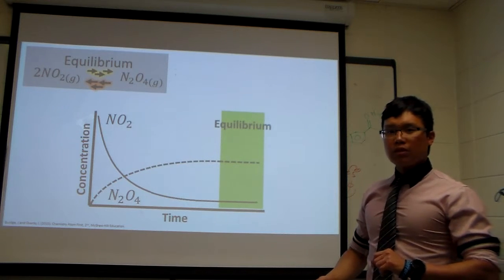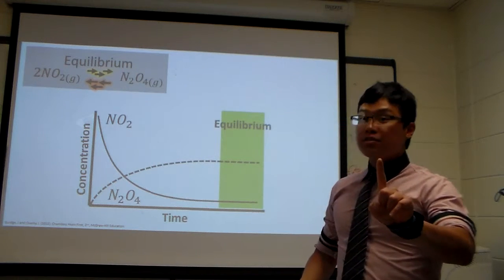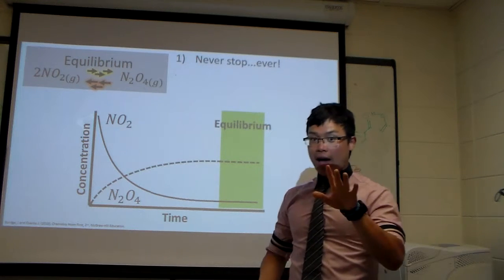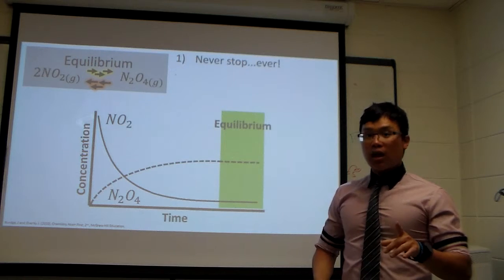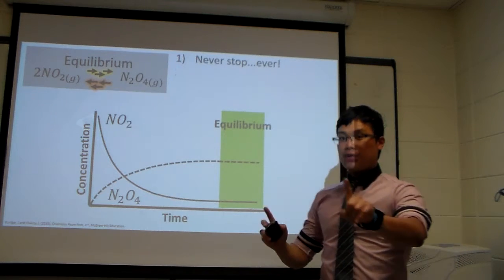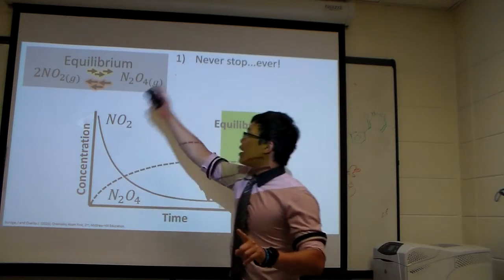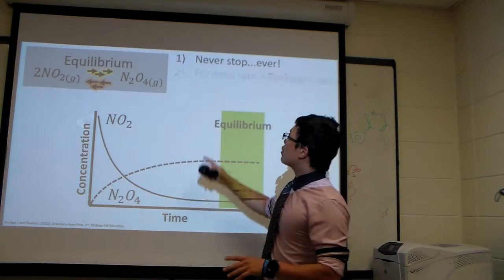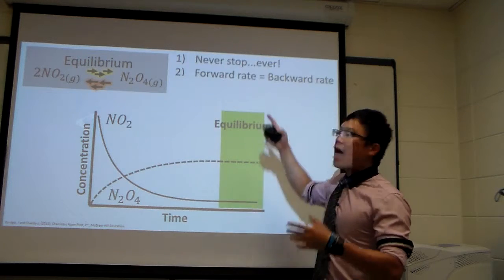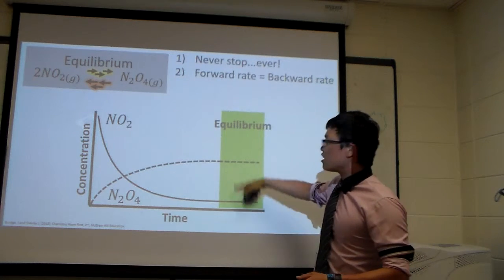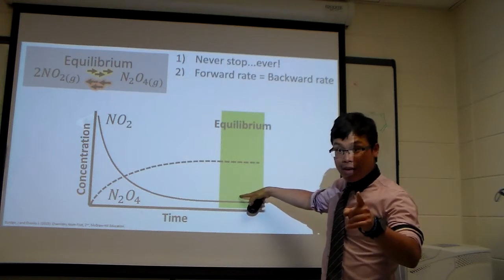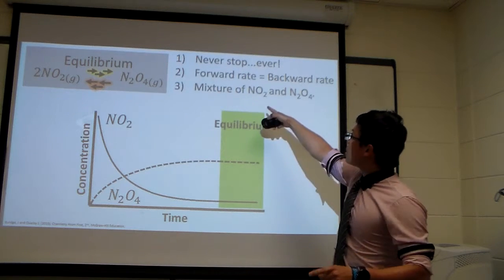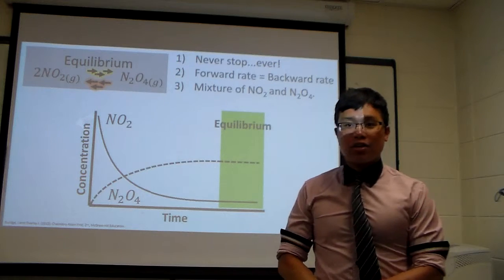All right. Note that I didn't say that the reaction stopped. Didn't say that. The reaction never stops, like ever. Forward rate, backward rate, still occurring, continue to occur. But once they reach the point that forward and backward rates happen at the same rate, that's why we don't see change in concentration right here. And we end up with a mixture of product and reactant. Can you follow me?